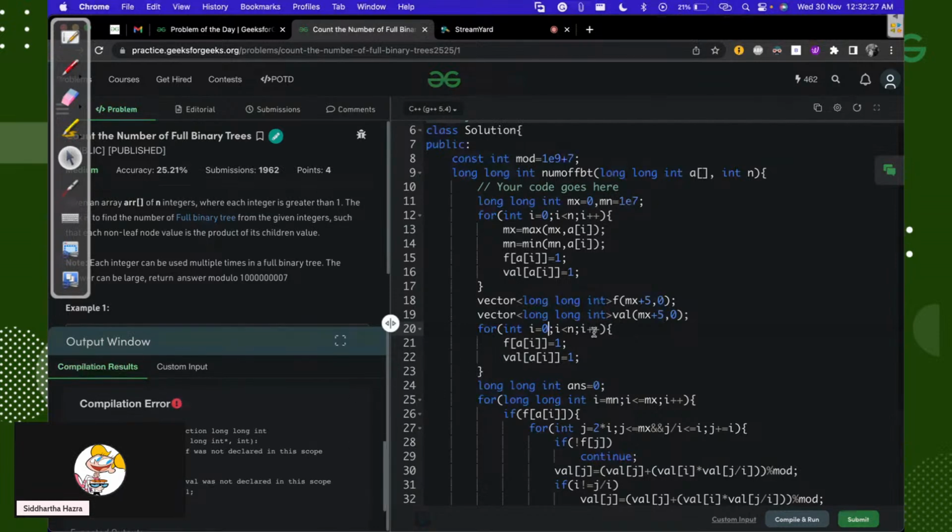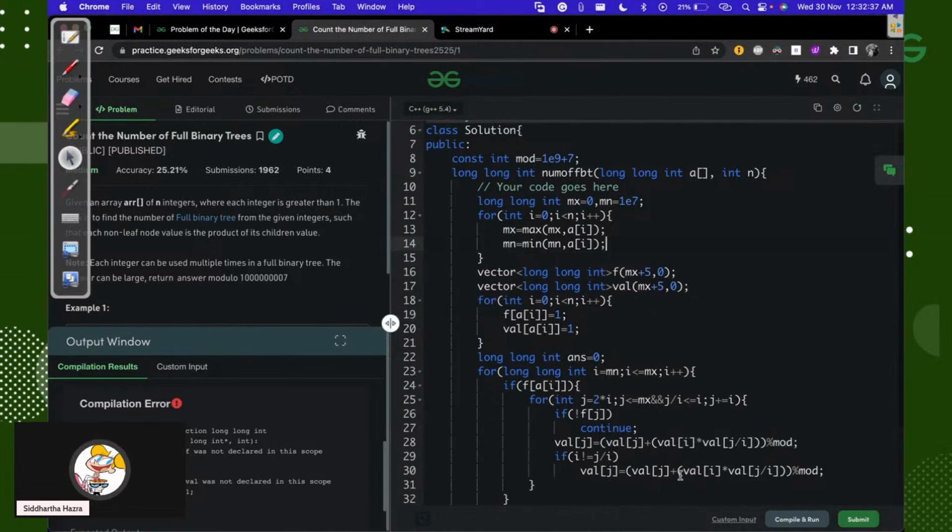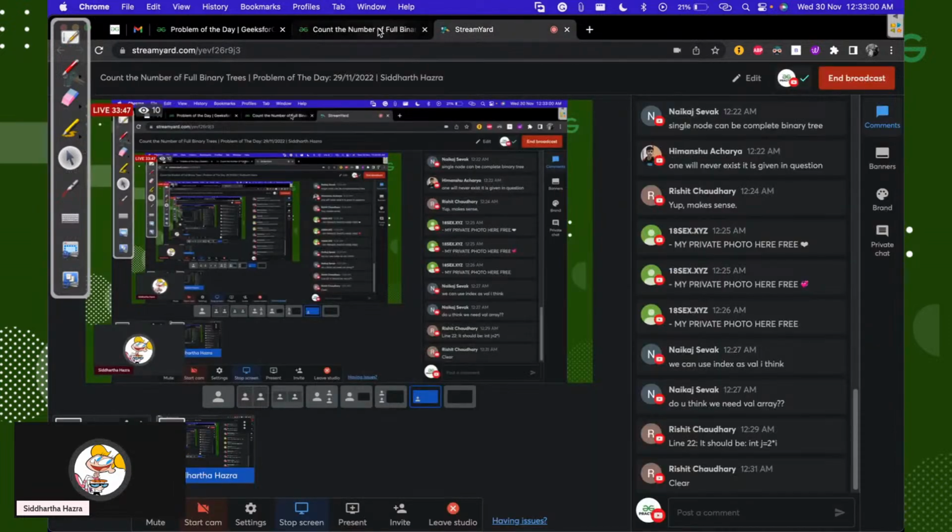F was not declared in the scope. F is declared in the scope, how is it saying that? Okay, we need to remove this, this was not declared in the first one. Compilation error. Okay, segmentation fault. Oh, today we have a lot to do. Long int mx is equal to 0, max of a of i.